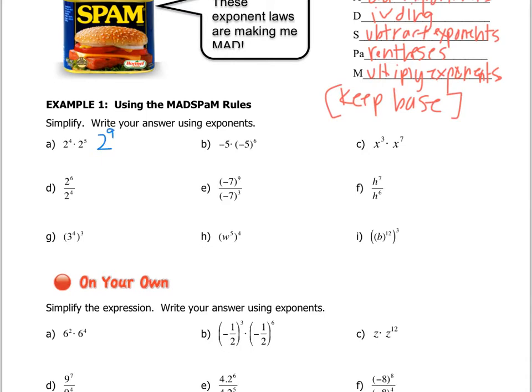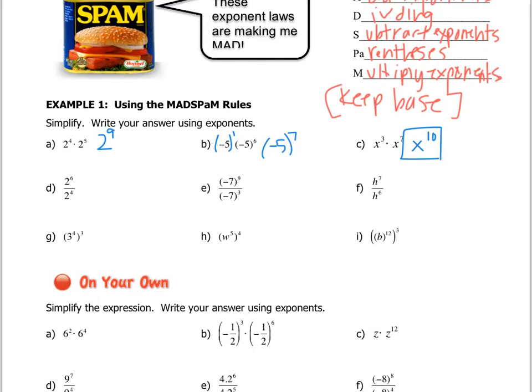In letter B, this negative 5 is being raised to the first power, so it's negative 5 to the 7th. When you're multiplying, you add the exponents. So in this one right here, x to the 3rd times x to the 7th, you just get x to the 10th, because when you're multiplying, you add the exponents.